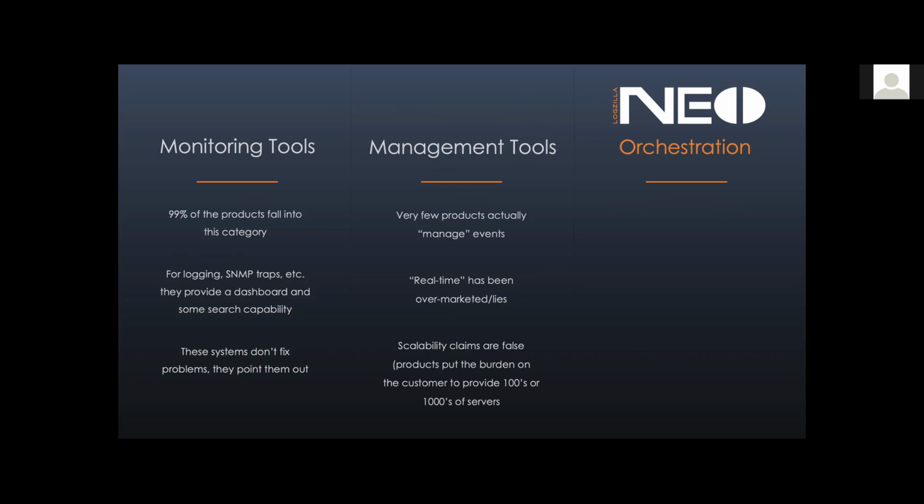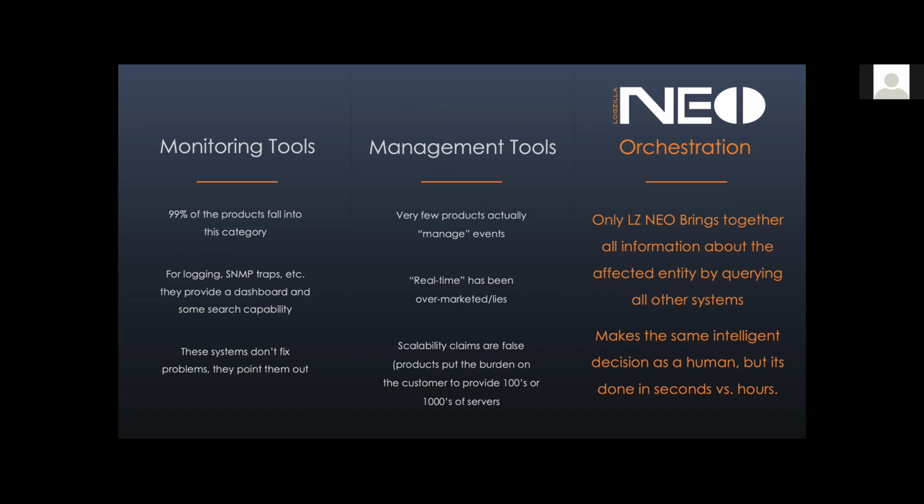The other thing is real time. When I say real time, I mean within a second, not within a minute or within 15 minutes, right? And then finally, as I mentioned, those scalability claims really are putting that burden on you to manage it. On the orchestration side, bringing all of these pieces together to be able to make an intelligent, informed decision is by far a much better thing for the engineers to handle and for the companies to pay for.